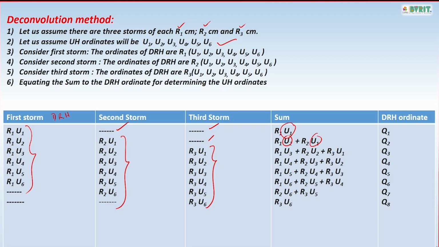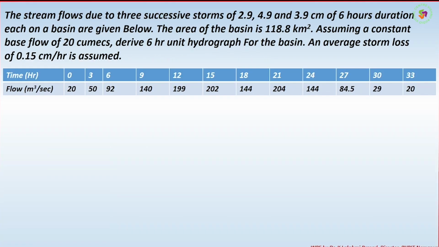The second storm, when will it begin? After the first storm ends actually. When does the first storm end? After 3 hours or 4 hours or whatever is given in the problem. Then the second storm data. Then after the second storm ends, the third storm data. Then sum all these things, which is equal to the complex storm direct runoff hydrograph. Then you get U1, U2, U3, etc. So this is the method, how to derive a unit hydrograph for a complex storm. I will show you that. Straight away I am going to an important problem.